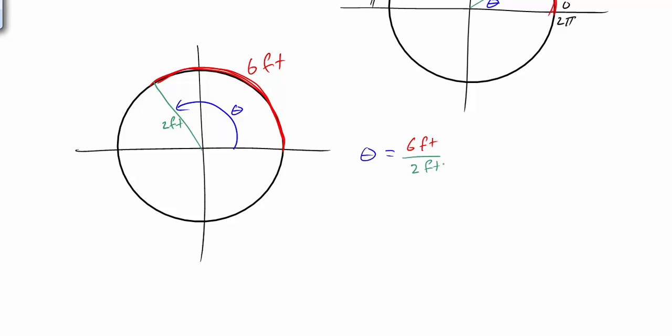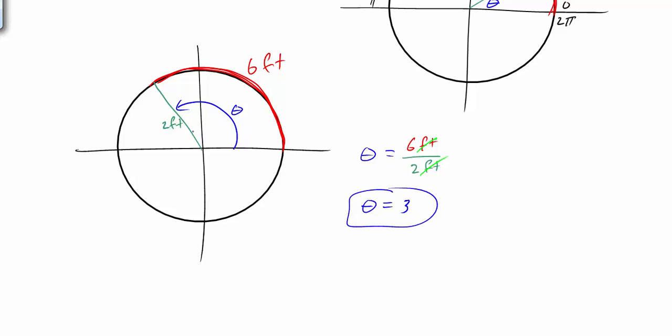Now, if you recall in the previous video, I said that radians really do not have a unit, and that's because here, once we divide 6 by 2, that's obviously 3, but notice feet divided by feet, these units are going to cancel out. So here, the angle in radians is simply 3. And again, that comes from simply taking this particular arc length divided by the radius.